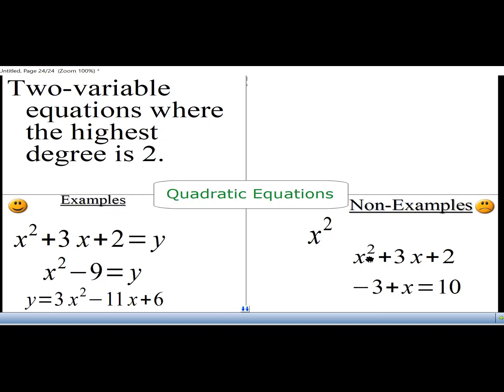What was the question again? Why are these not quadratic equations? Because negative 3 plus x equals 10, that's not a quadratic because it doesn't have the squared. It doesn't have a squared, okay. And it doesn't have a y, okay. How about these first two, Jazio? Why are these not quadratic equations? They're not equations. They're not equations, all right.